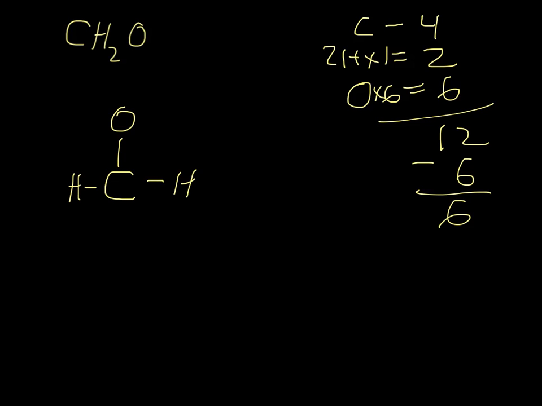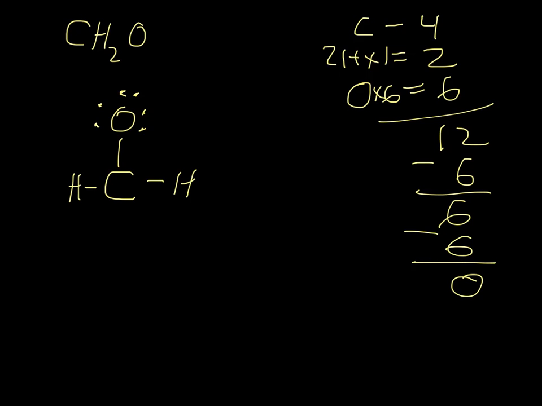Now we want to make our outlying atoms happy. Each hydrogen's happy because they already have 2 electrons. My oxygen, however, is not happy. My oxygen only has 2 electrons. It wants 8, so it needs 6 more electrons. 2, 4, 6. And now it has 8, but that used up the rest of my building fund.